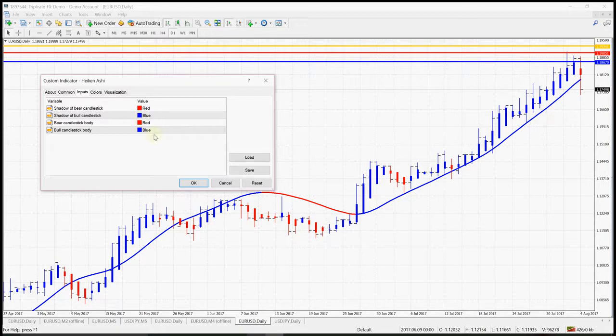Okay, so notice that the color for the HMA bullish is blue. The color for the Heiken Ashi bullish is also blue. So if you are going to set your color, make sure those two colors match. It could be any color you prefer, but make sure they both match. HMA bearish color is red, and the Heiken Ashi bearish color is also red. You will see the reason why now.